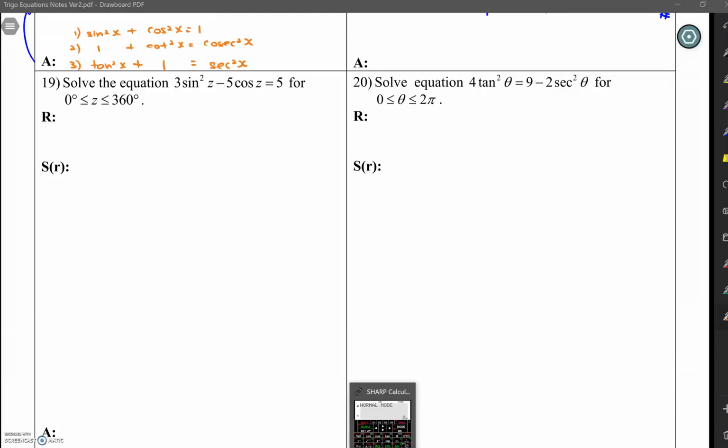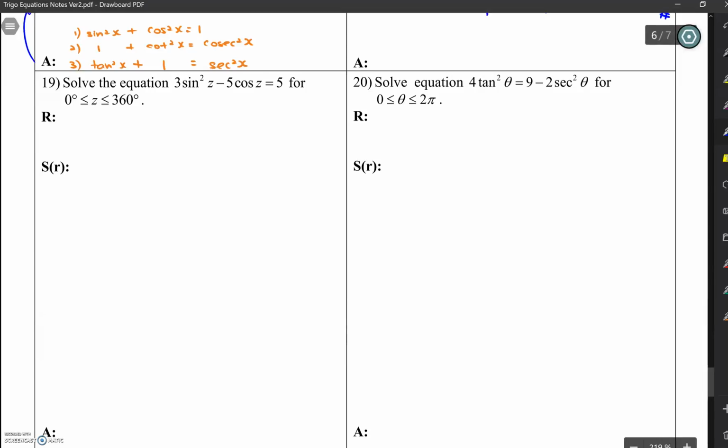I won't be able to do this question directly because there's a sine and there's a cos, and there is no way I can factorize this. So the only way to do it is to either change all sine to cosine or all cosines to sine. For this case, which is easier? I hope you can see, because sine square z is actually one of the identities, it's easier to change sine square z to something related to cos instead. So which identity are you using? 1, 2, or 3? Obviously we will be using identity number 1.